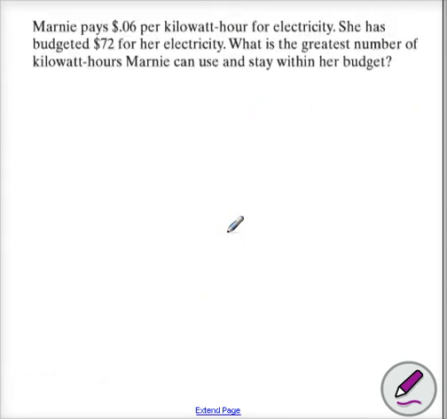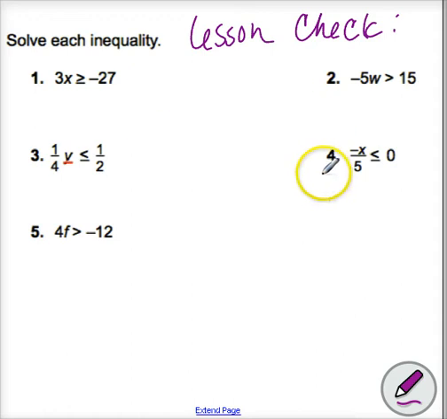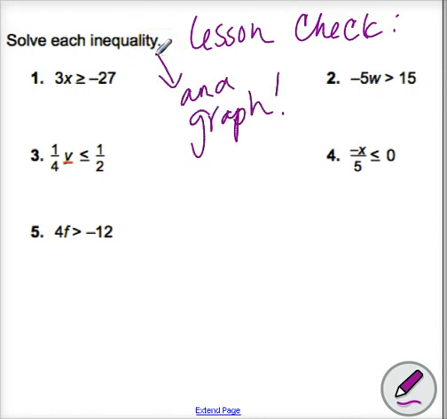Okay? This brings us to our lesson check. I'll write that on the top here. Please work through 1 through 5, solving the inequality. I would like you to graph. All right? So you have your notes and these answers.